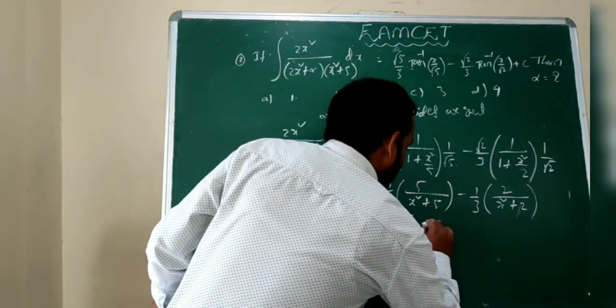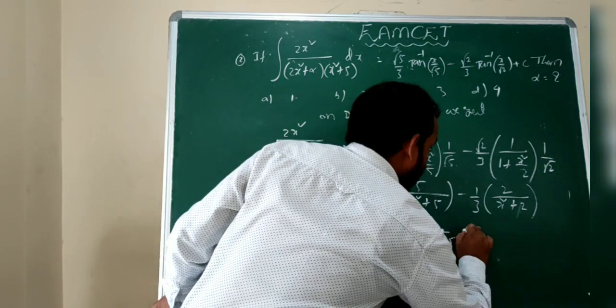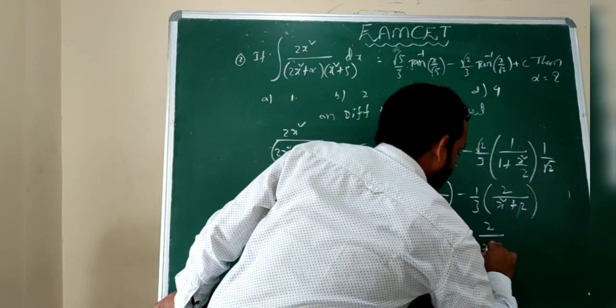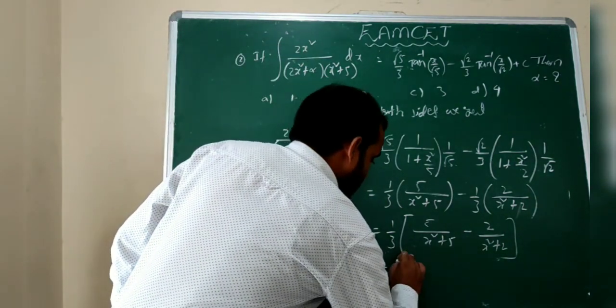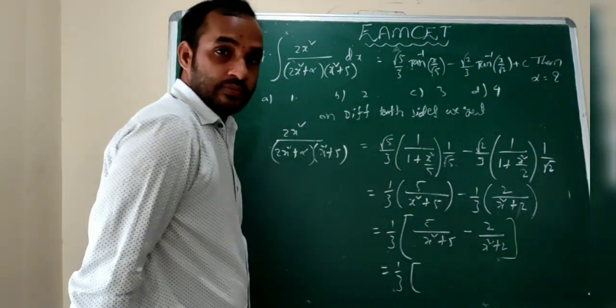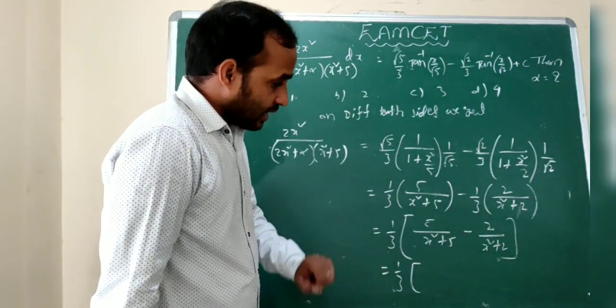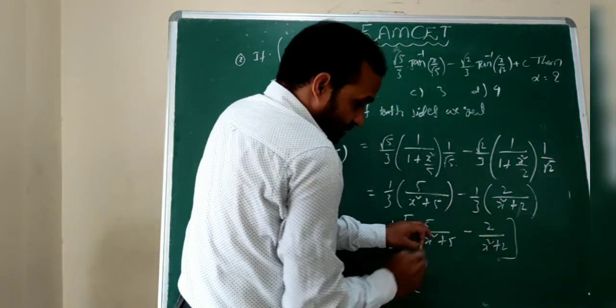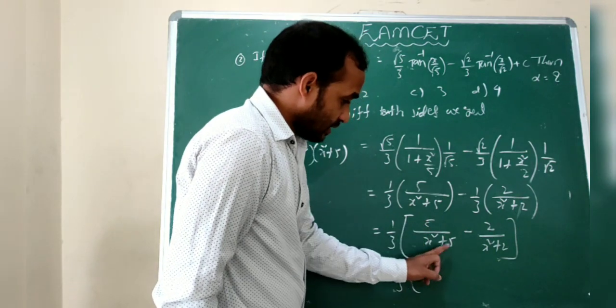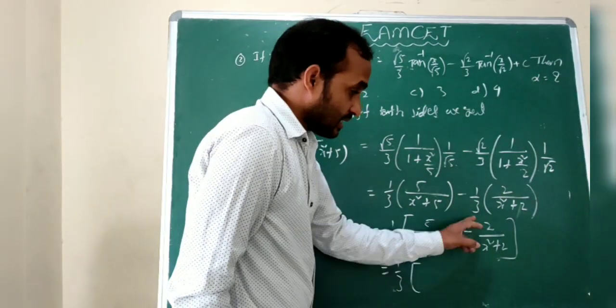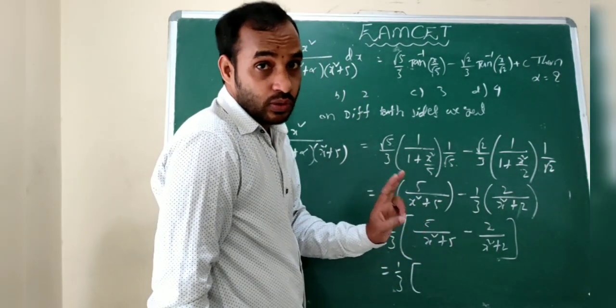Here 5 by x square plus 5 minus 2 by x square plus 2, so that is equal to 1 by 3. Okay, 1 by 3, LCM, that means multiply 5 into 2, that means 10. Here is a plus 10, 5 into 2 minus 10, plus 10 and minus 10 cancel out, remaining only 2 terms.